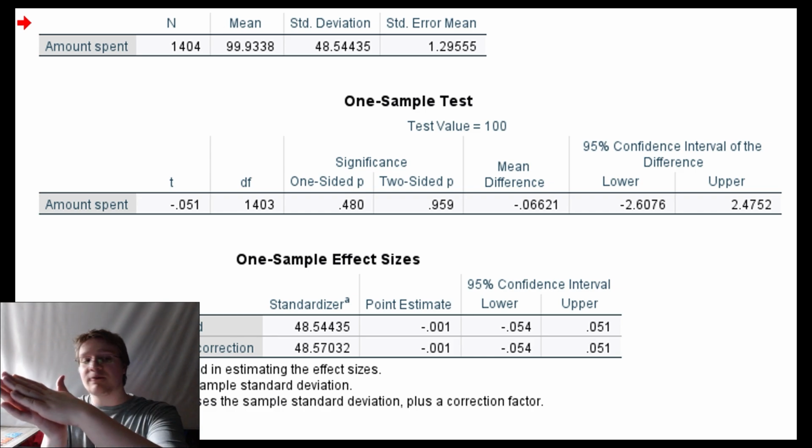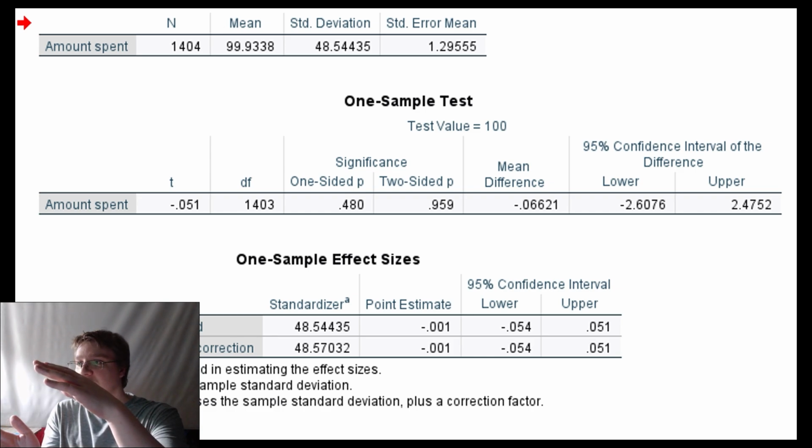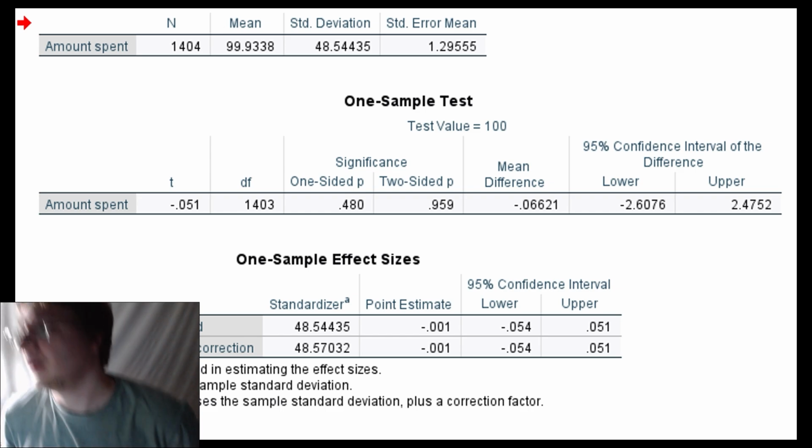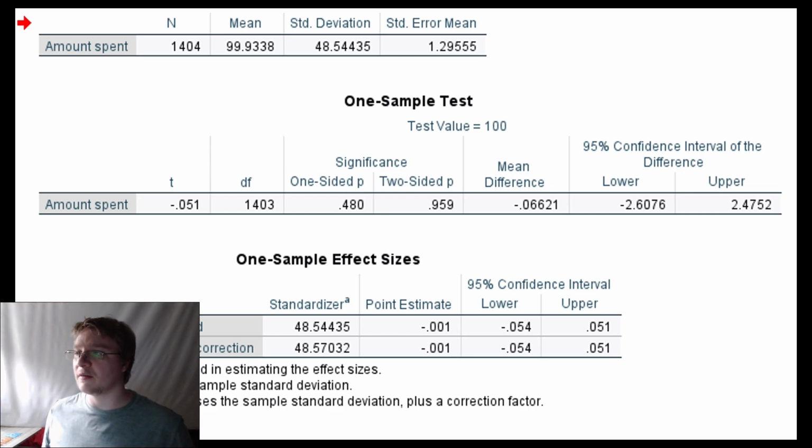So like 48, it deviates about $48 plus or minus 100, right? And then the standard error mean is just how much of a possible error the standard deviation could have.